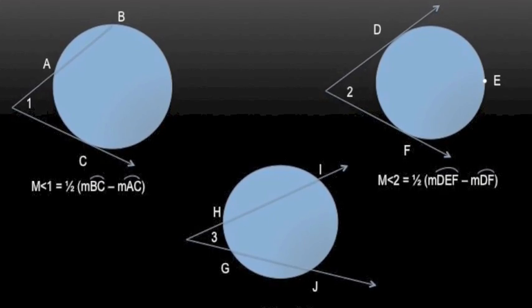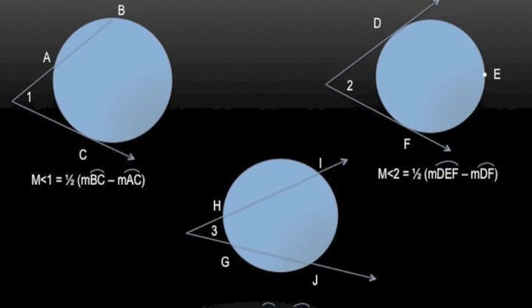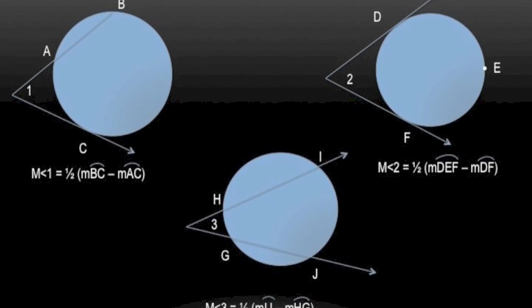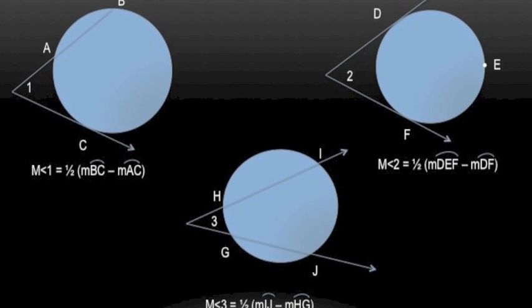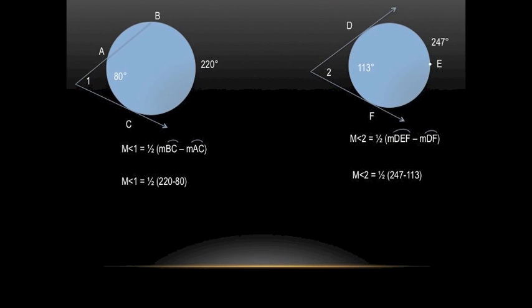These are the problems that were found on the paper. A lot of people have trouble with these kind of problems because they always forget that you have to subtract the measures of the arcs. You have to use the angles outside the circle theorem. First, we'll start with these two. BC is 220 degrees, AC is 80 degrees, DEF is 247 degrees, and then the last one, arc DF, is 113 degrees.